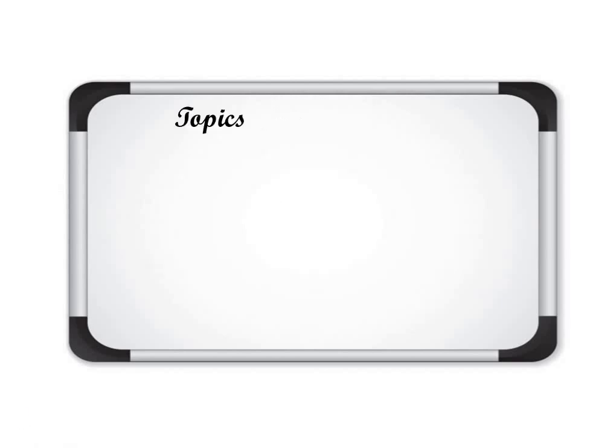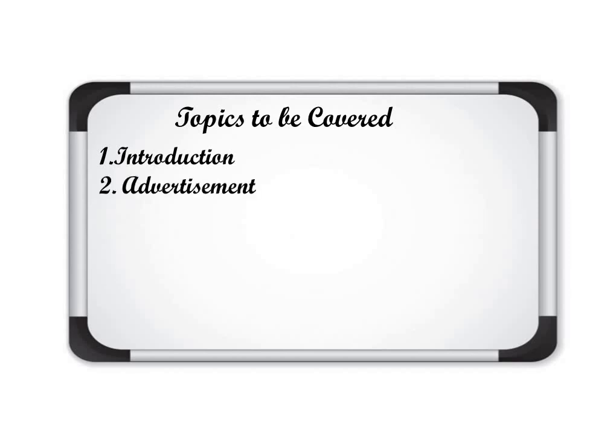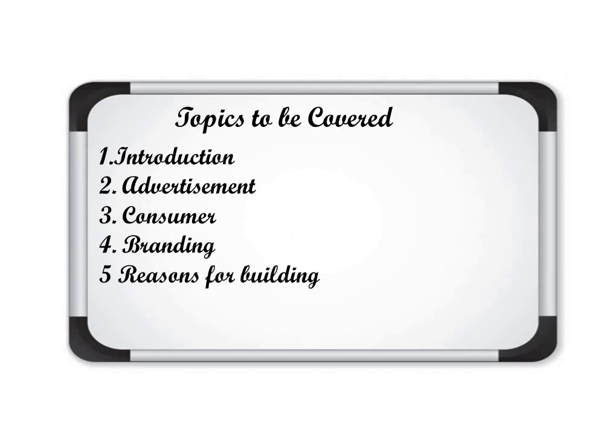The topics to be covered in the lecture are: introduction of the chapter. Next, advertisement, what does it mean? Next, consumers, who are consumers. Number 4, branding. Number 5, reasons for building a brand, why the different products build a brand. That reason we will learn here, and at last we will take homework on the basis of the topics covered in the lecture. Some questions will be assigned to you in the homework that you will do in your fair register. So let's start with the topics.